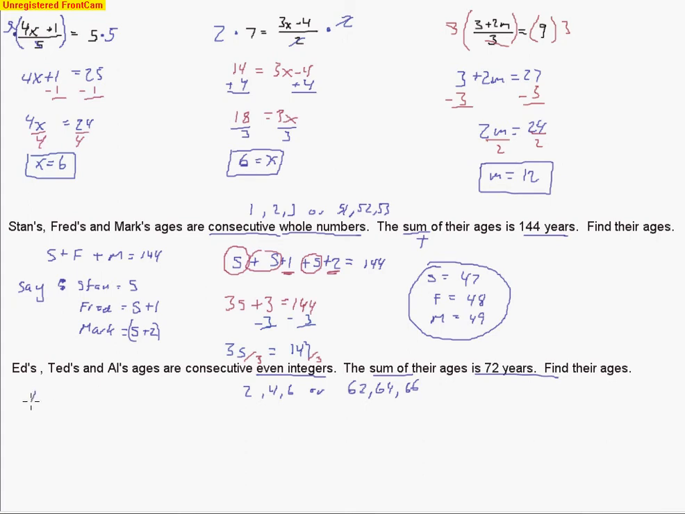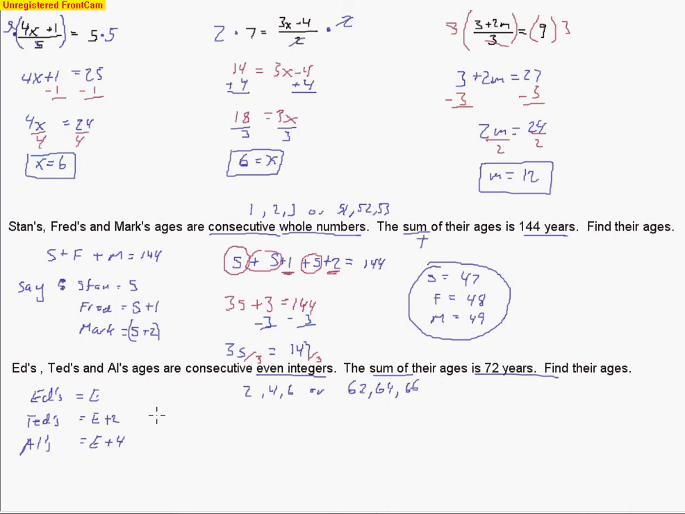Let's say that E equals Ed's age, and we'll say that Ted's is going to be Ed's age plus 2. You see, if Ed were 2, 2 plus 2 would be 4, and that would be Ted's age. And so let's do that once more. Al's age is going to be Ed's age, not plus 2, but plus 4, because you see how if Ed was 2, 2 plus 4 would make 6.